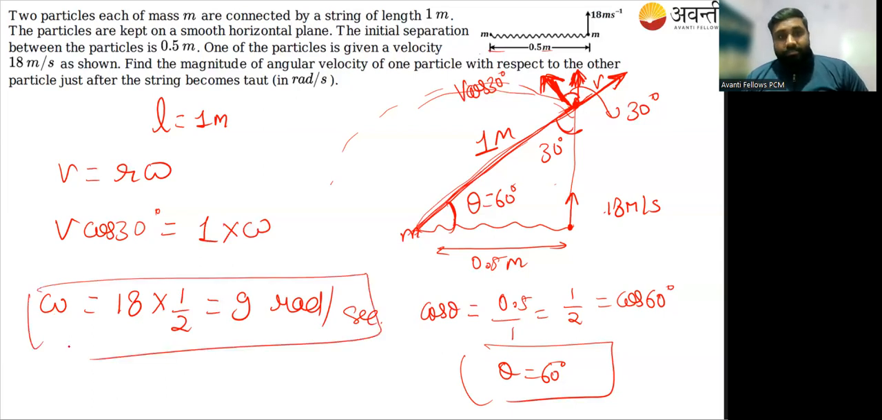Look how simple this is. The concept here is that when the string becomes taut, it is at its actual length.